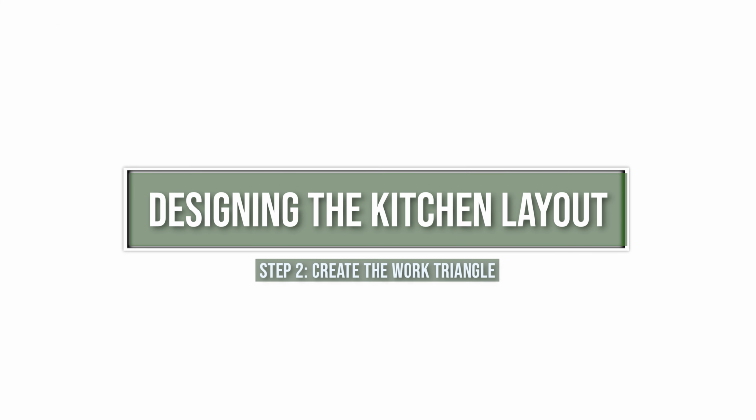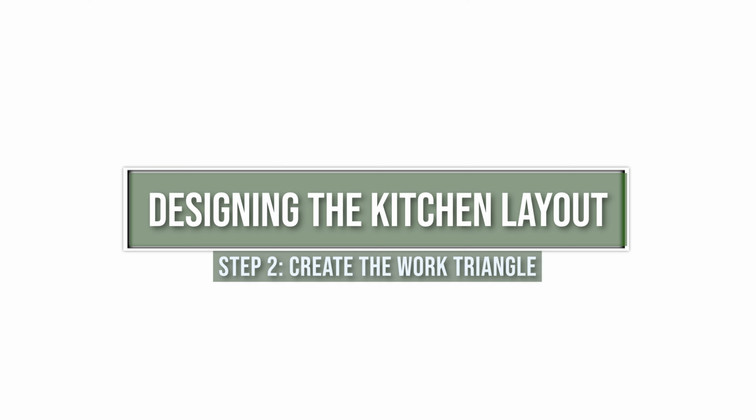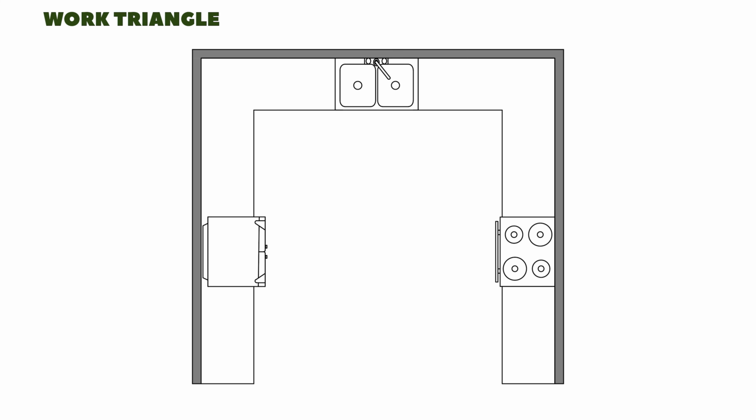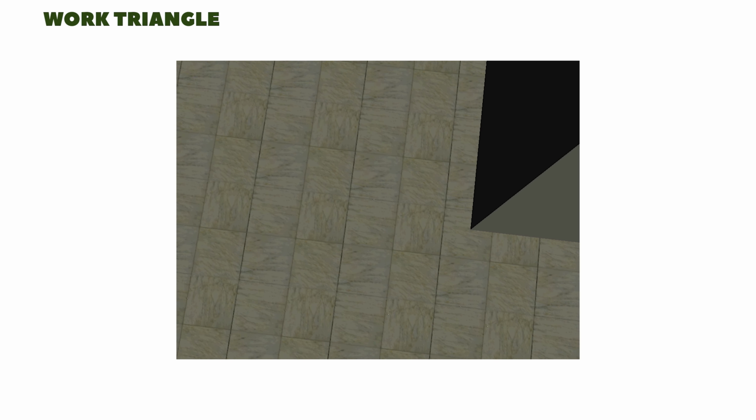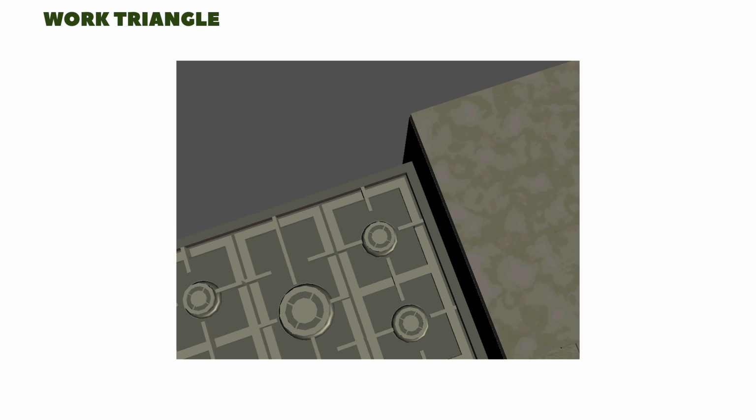Step 2. Create the work triangle. The work triangle is a fundamental concept in kitchen design. It's a triangle formed by the stove, sink, and refrigerator. No matter the configuration, most kitchens ideally incorporate the work triangle. A cook should be able to move easily between the refrigerator, stove, and sink in just a few steps, no more than 4 or 5.